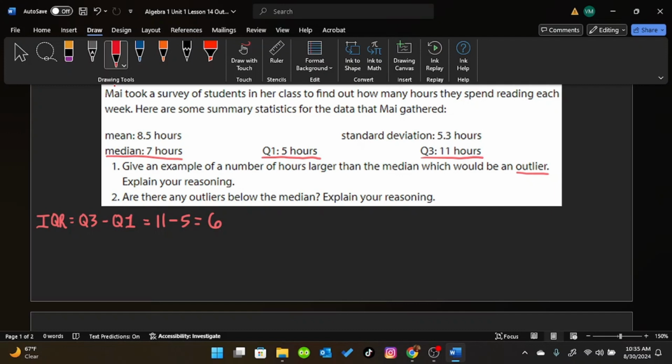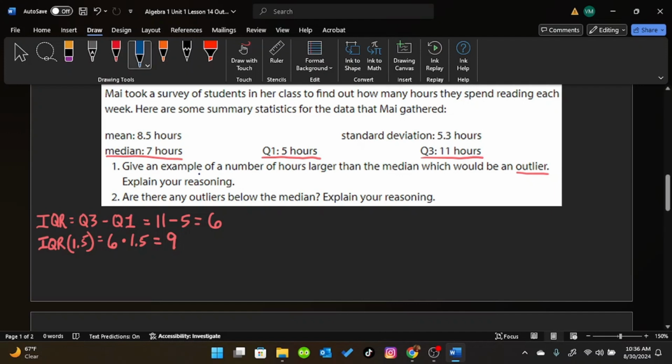Now we need to find our 1.5 times IQR. IQR times 1.5 equals 6 times 1.5, which is 9. So this is what we are going to add and subtract from the box. So number 1 wants to know the number of hours larger than the median, which would be an outlier.